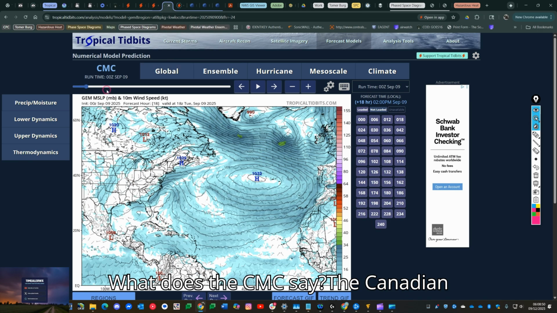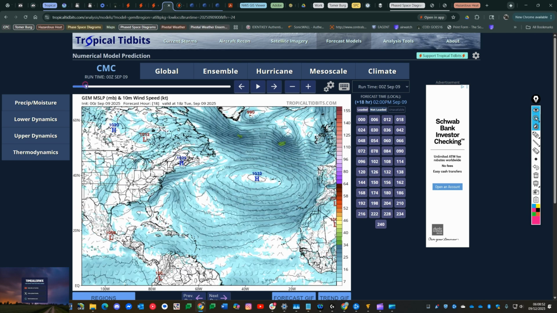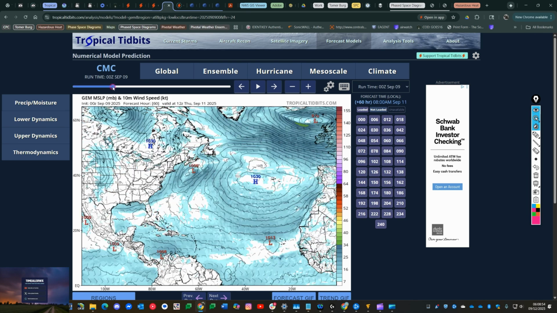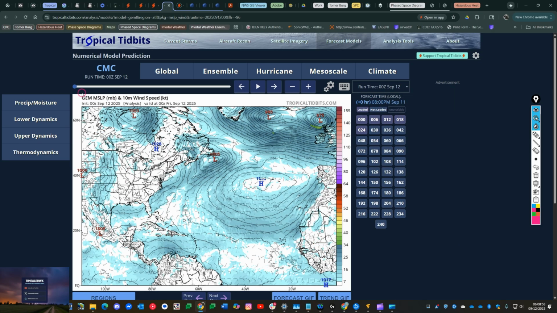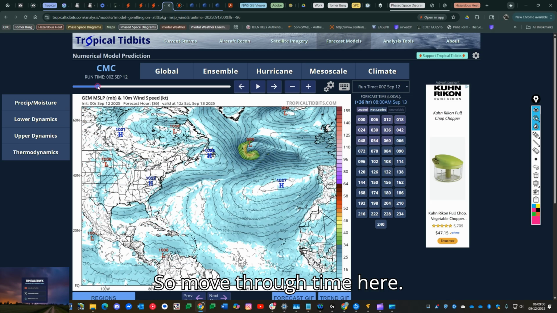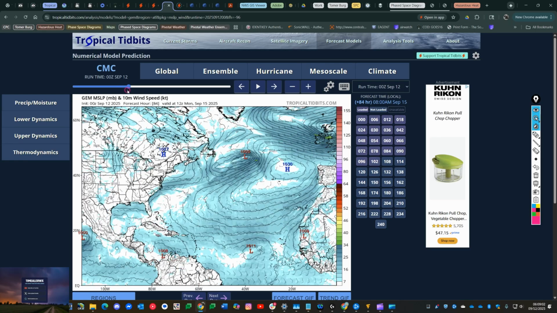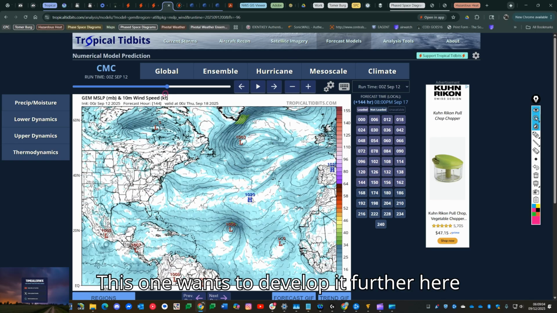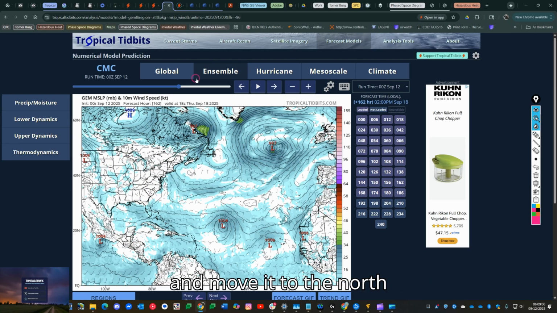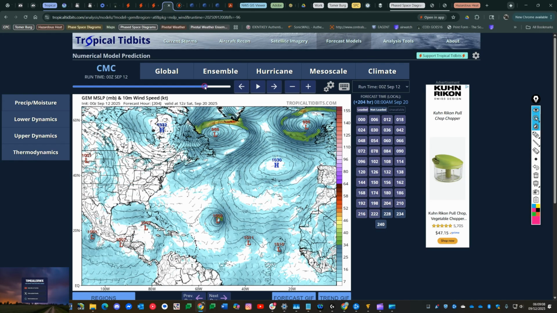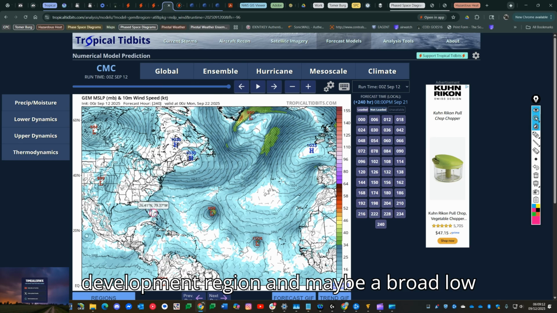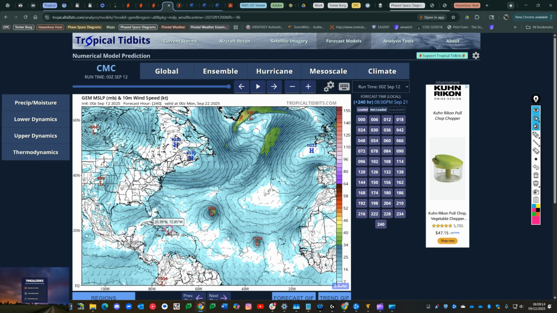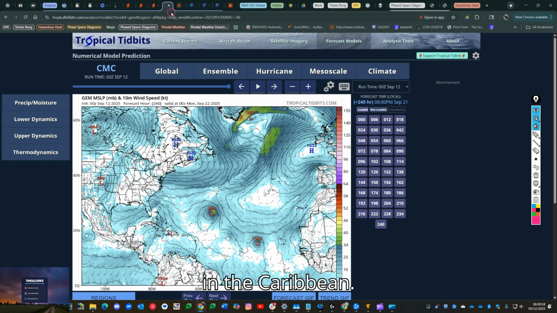What does the CMC, the Canadian, say? See, I hope this isn't the most recent. My bad. So move through time here. This one wants to develop it further here and move it to the north, and some other low pressures in the main development region, and maybe a broad low here in the Caribbean.